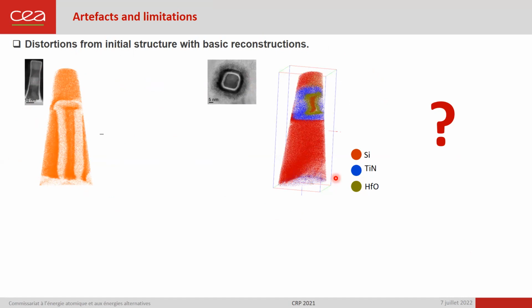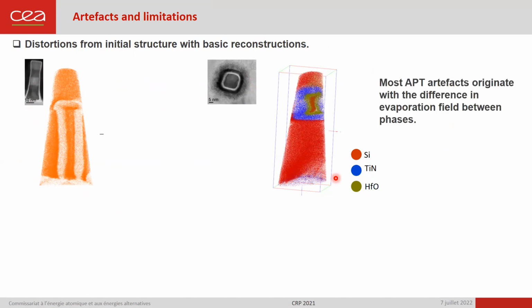I won't go into the details, but you have to know that most APT artifacts originate with a difference in the evaporation fields between different phases. As an example, if we take this device, this is a silicon gate which is surrounded by silicon oxide. The evaporation field of silicon oxide is higher than the evaporation field of silicon. So during the evaporation, the ion trajectories of silicon are compressed by silicon oxide. That's why our device is distorted.